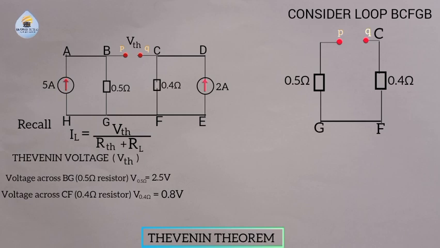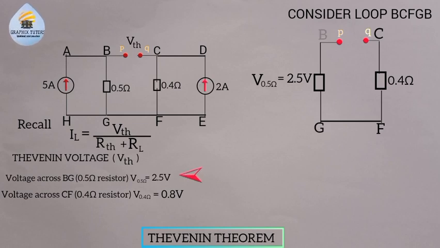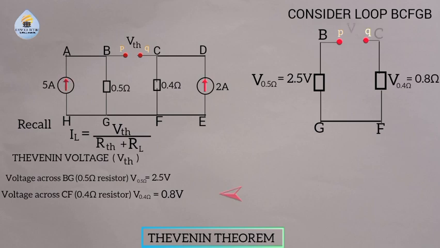So the voltage flowing here as a result of the current that is flowing, we say that our V 0.5 is given as what? 2.5. So the voltage flowing here is 2.5 volts, while the voltage flowing along CF is given as 0.8 volts, right? That is the voltage we calculated. This is where I calculate for Thevenin voltage. So the voltage at this point here will be 2.5, at this point here will be 0.8. So the Thevenin voltage will be the voltage difference.